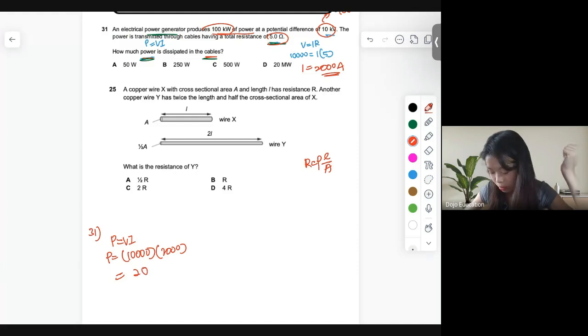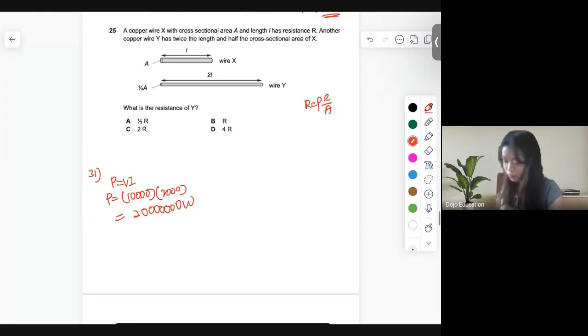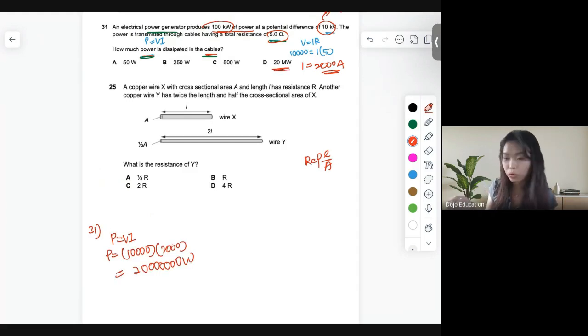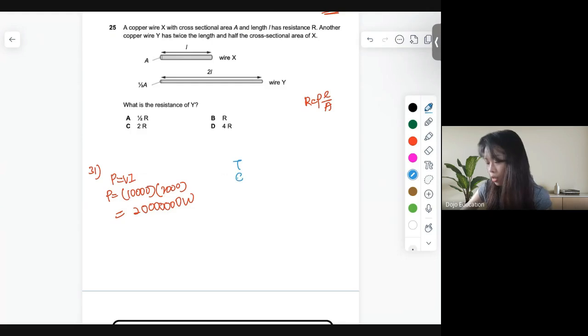1, 2, 3, 4, 5, 6, 7. 2 with 7 zeros, so 20,000,000 watts. But the option says 20 MW, right? How do I make sure of that? For this part, I'll just go through a bit. There are different prefixes you need to remember, right?